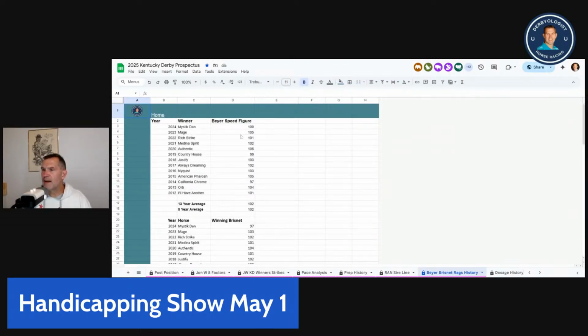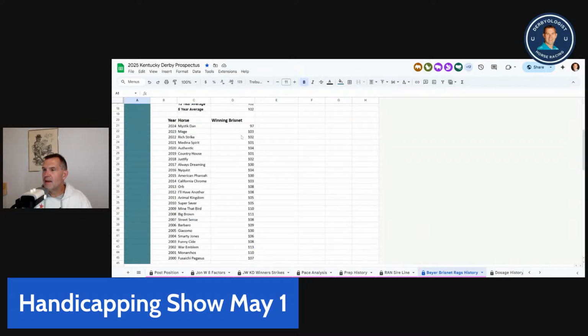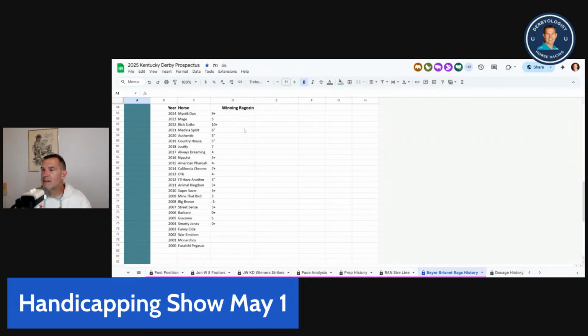This is the winning buyer speed figure from 2024 all the way back to 2012. If you notice, we used to have buyers of 104, 105, 103. The last 4 years, we're barely breaking that 100 mark. 105, 102, 101. Mage went a little bit faster and then slower last year with Mystic Dan, the winning Brisnet number, and then the winning Raisin number. Mystic Dan was kind of slow on all 3 scales last year.